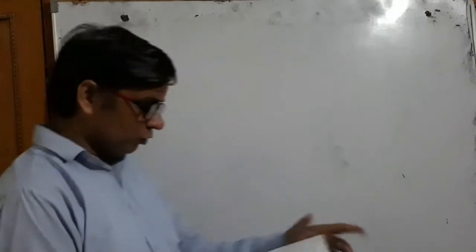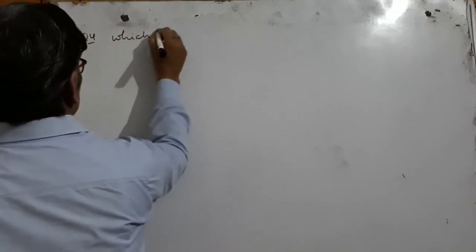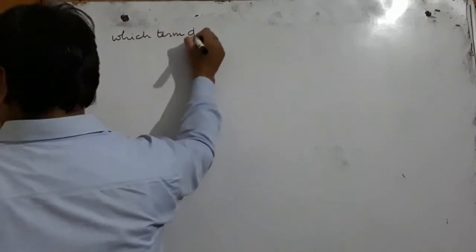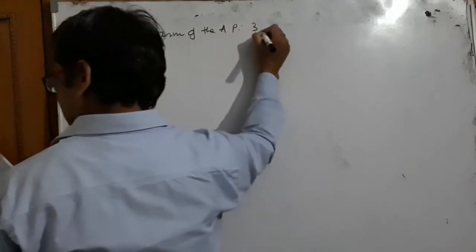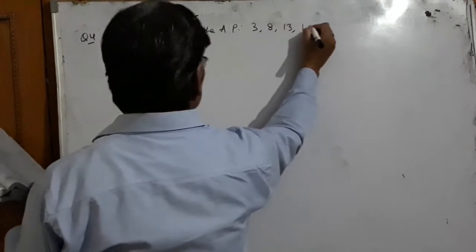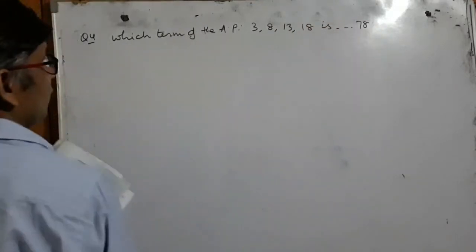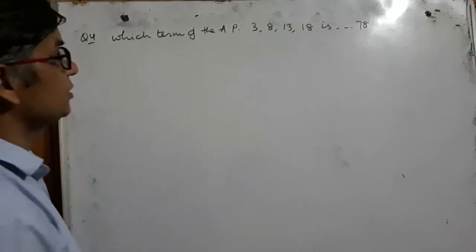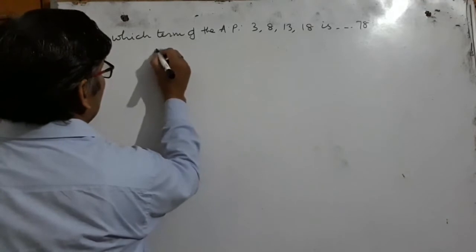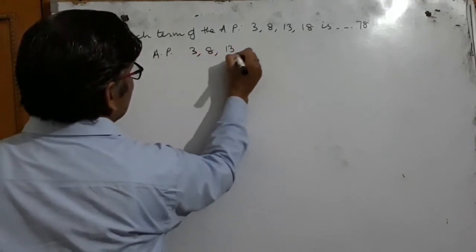Now question number 4. Which term of the AP 3, 8, 13, 18 is 78? It means we have to find the number of terms in this AP. So the AP is 3, 8, 13, 18.